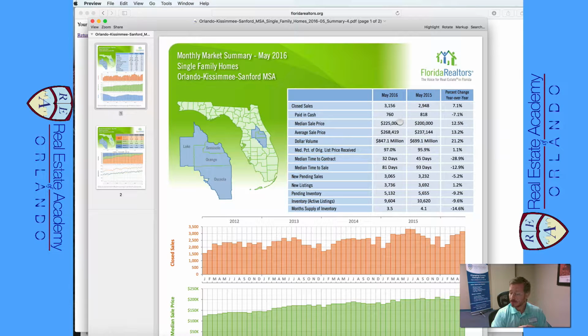However, it's still going up. So I definitely recommend, if you are on the fence thinking about buying or not, now's the time to do it. Interest rates are still at an all-time low, which means that your monthly payments are going to be as low as possible.